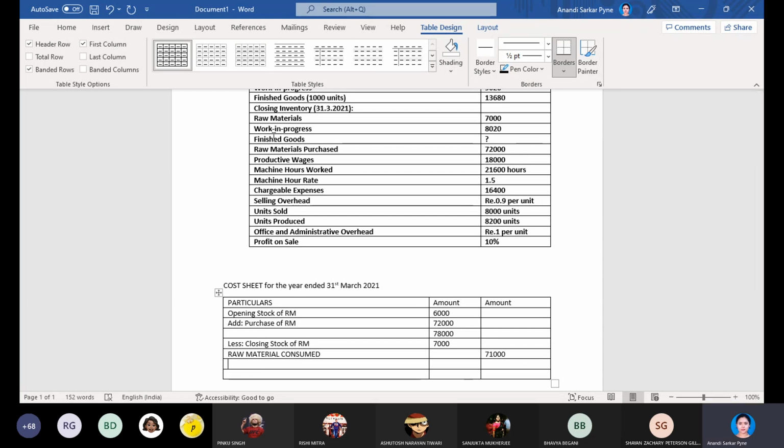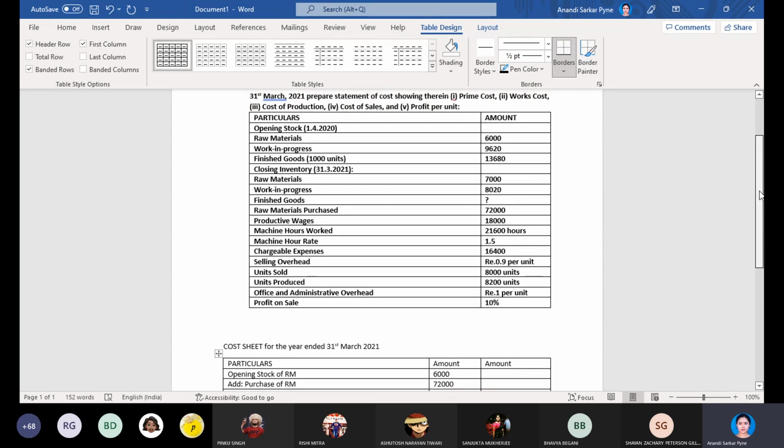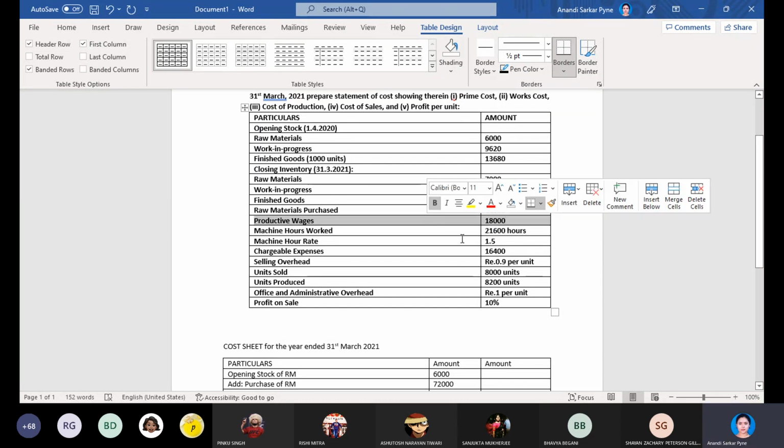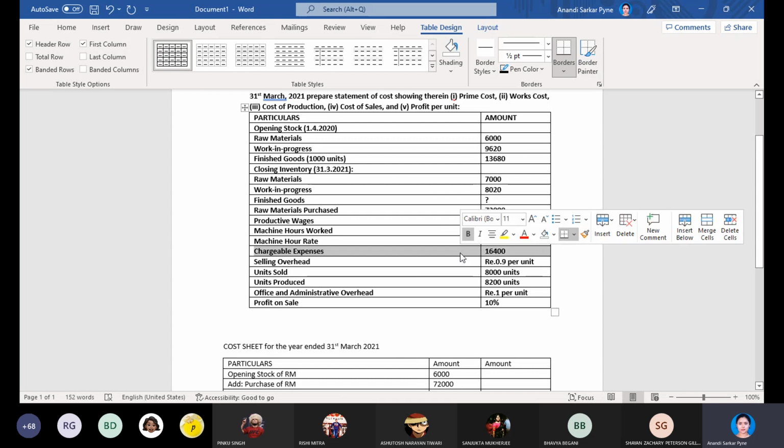Now, along with this, we will be adding all the direct expenses. So what are the direct expenses? Productive wages is there, and we have chargeable expenses. Productive wages is 18,000, which is direct wages, and chargeable expenses is your direct expenses, which is 16,400.